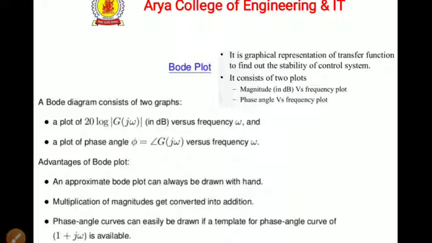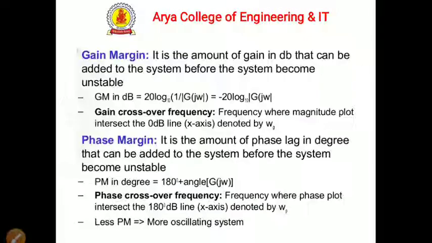And we have some advantages of the Bode plot: an approximate Bode plot can always be drawn by hand, and multiplication of magnitudes gets converted into addition. Another is that phase angle curves can easily be drawn if a template of the phase angle curve of 1 plus jω is available. So these are the basic benefits of the Bode plot. Now move to the next.